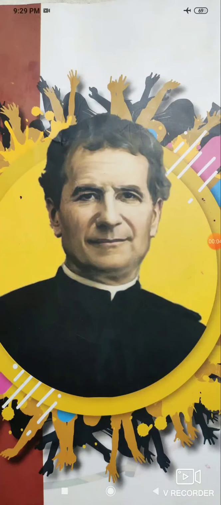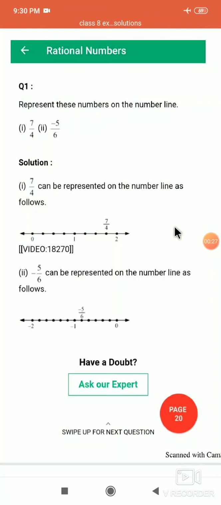So in the previous video I explained how to represent rational numbers on the number line and also how to find rational numbers between two given rational numbers. So in today's video we are going to do exercise 1.2, which is based on these topics. So let's start the exercise 1.2.